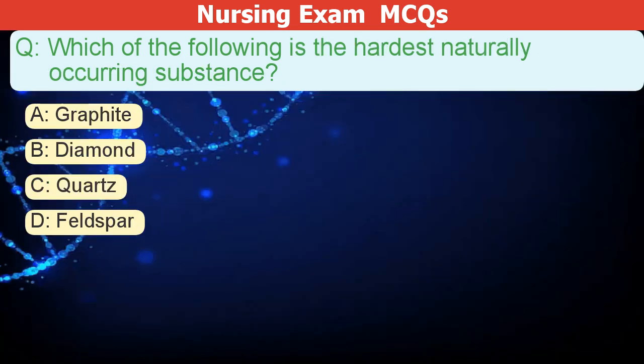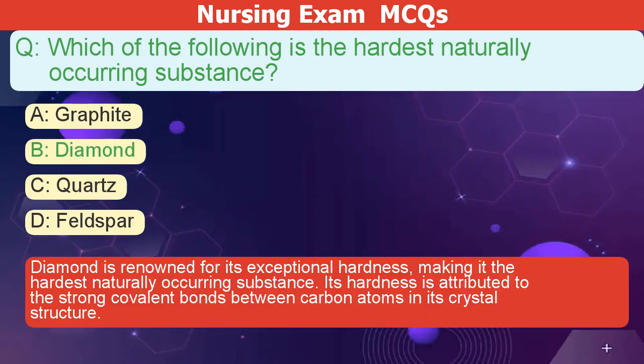Which of the following is the hardest naturally occurring substance? A. Graphite. B. Diamond. C. Quartz. D. Feldspar. The correct answer is B. Diamond is renowned for its exceptional hardness, making it the hardest naturally occurring substance. Its hardness is attributed to the strong covalent bonds between carbon atoms in its crystal structure.